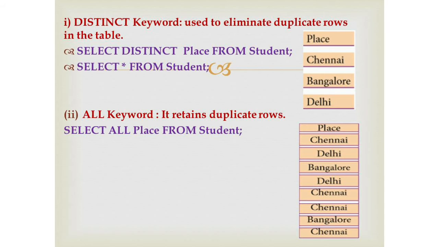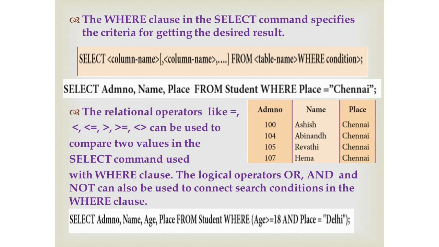For example, select all place from student. All is a keyword, select is a command, place is a column list, and the table name is student. The above command will display all the values of the place field from every row of the table without considering duplicate entries. So your output will be the place field, the column heading, then Chennai, Delhi, Bangalore, Delhi, Chennai, Chennai, Bangalore, Chennai. Clear?